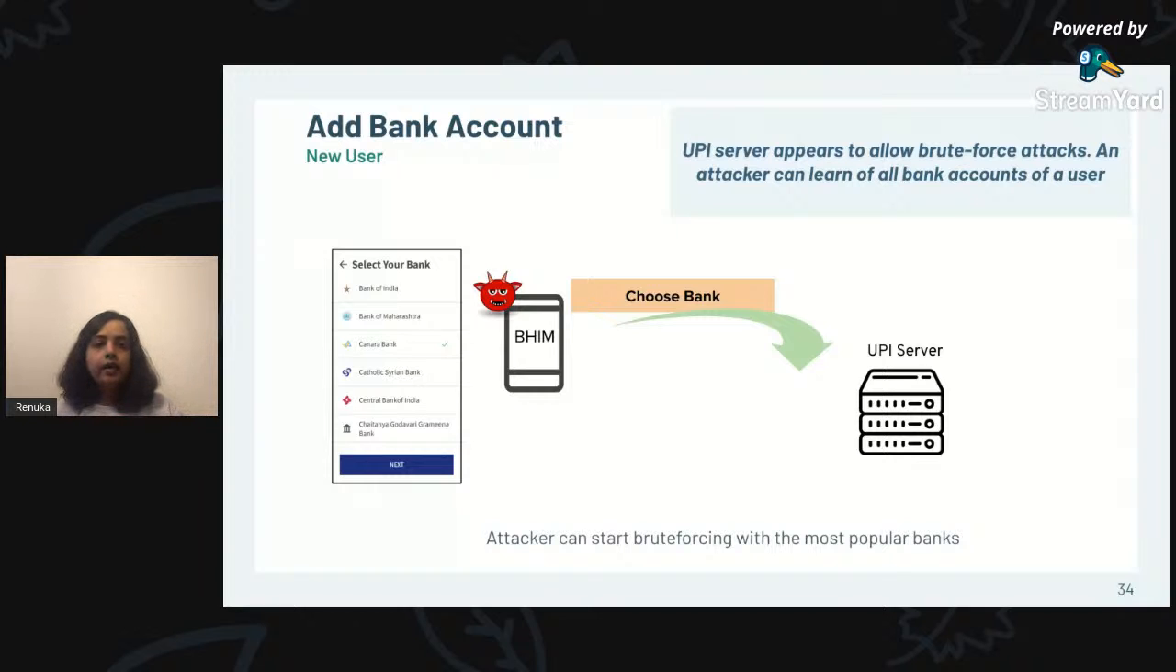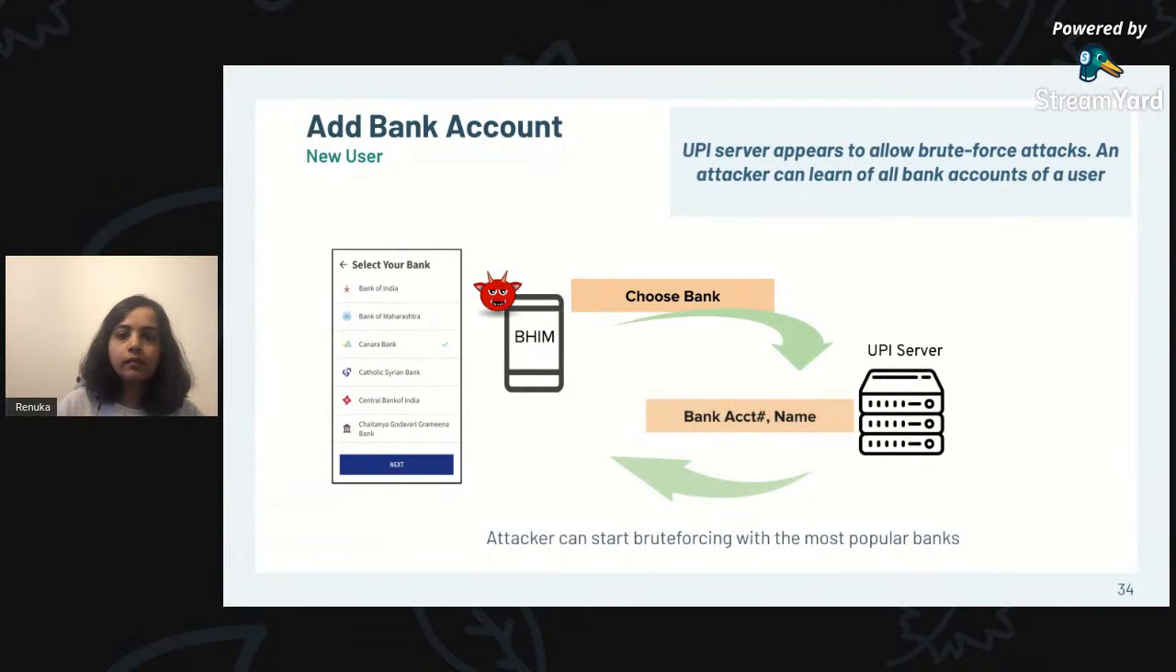Once the attacker sets the passcode, the attacker is now prompted to enter the bank account of his choice. The UPI provides a list of bank accounts. What we found at that time is that we could simply brute force through the list of banks, and the UPI server did not appear to prevent brute force attacks. The attacker can simply start with the most popular banks like SBI, ICICI or HDFC. Once the attacker makes the right choice of bank, the UPI server then returns the user's bank account number, name, and the entire bank account details back to the client.